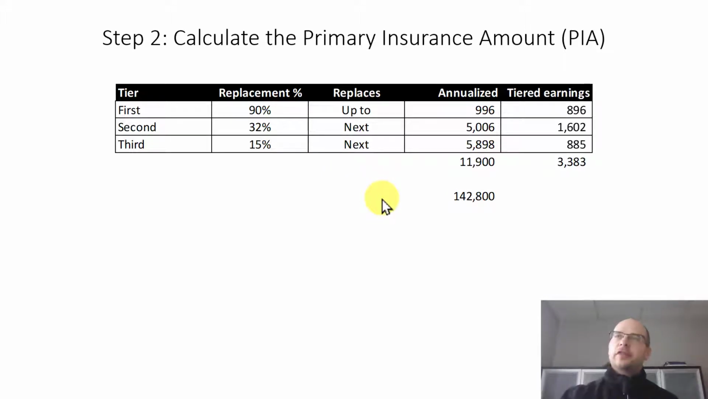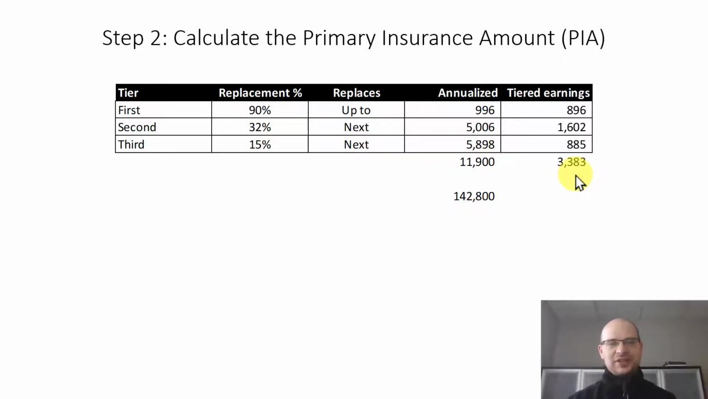Now, let's go back to calculating the primary insurance amount. Here's basically how the formula works. Again, there's these 3 tiers, first, second, third. As you can see, Social Security will replace 90% of a worker's first $996 of average earnings. They're going to replace 32% of the next $5,006 of average wages. And finally, in Tier 3, if you have earnings in Tier 3, Social Security will replace 15% of this last $5,898. Again, if you add these three rows up, that comes up to this $11,900. And basically what this means is the highest primary insurance amount for 2021 is $3,383.